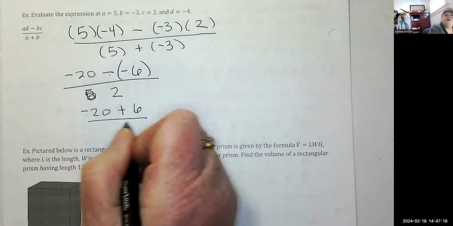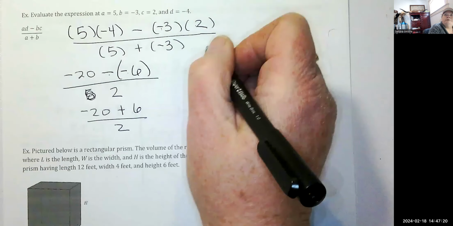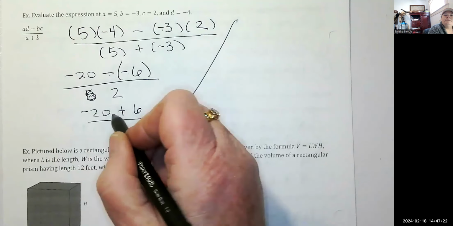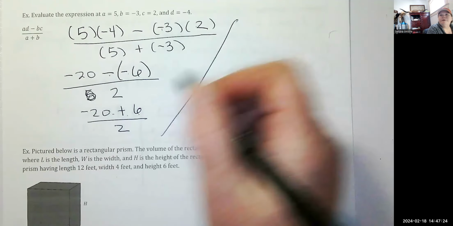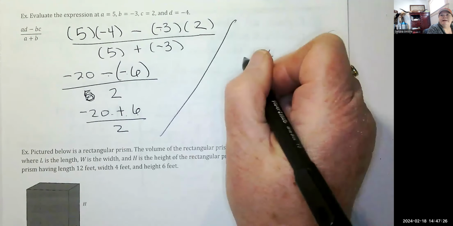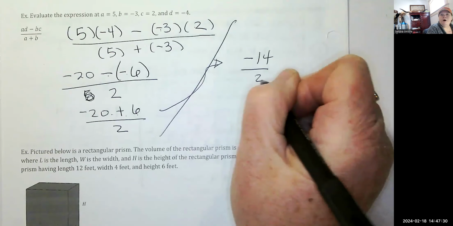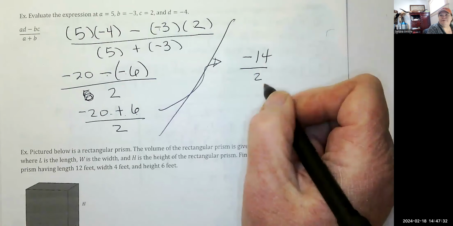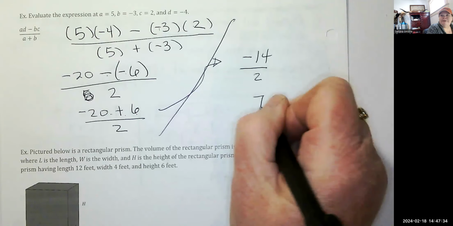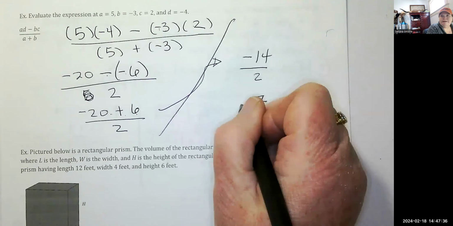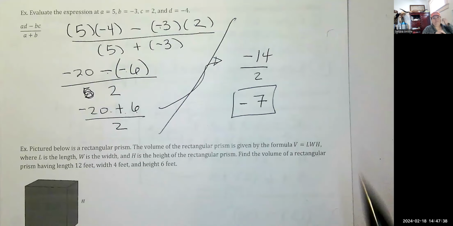All right, over 2. And I'm going to bring this up here. -20 plus 6. The signs are different, so we subtract and take the sign of the larger number. Just bring it up here. Over 2. Now we divide. 14 divided by 2 is 7. The signs are different, so it is a negative.